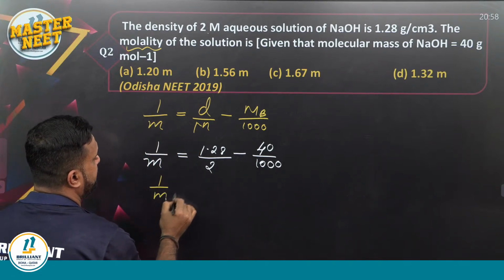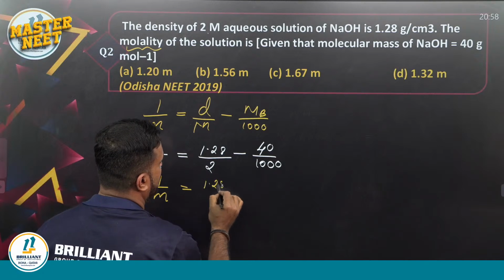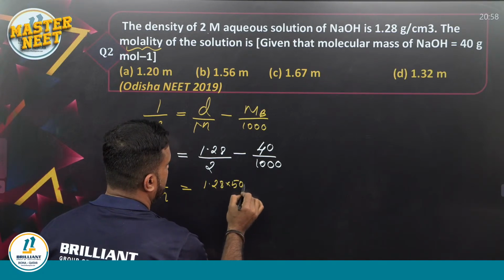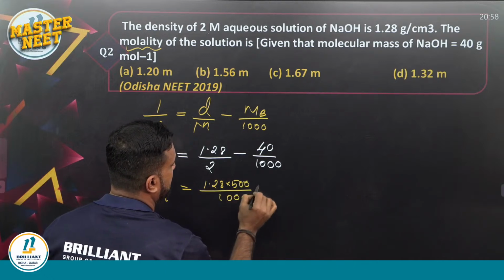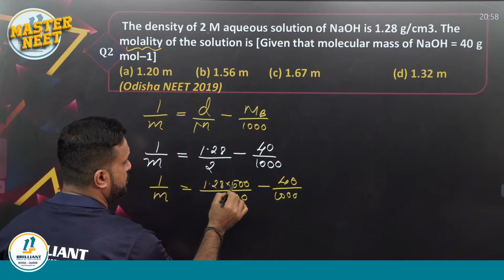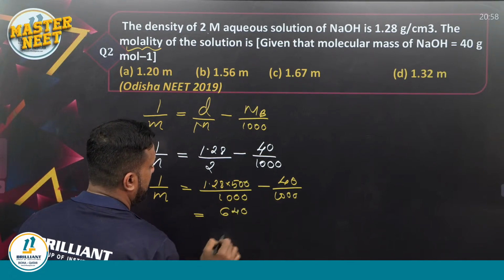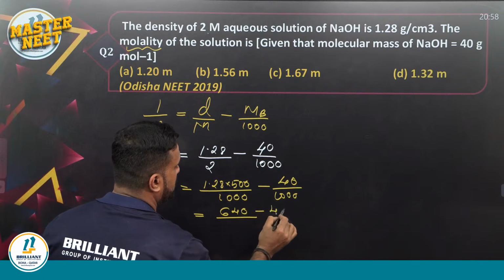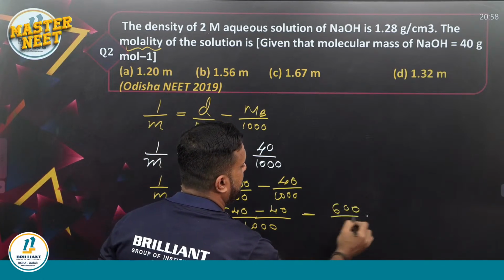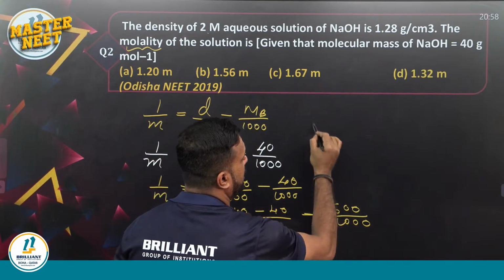So 1 by m, taking the numerator as the same, is 1.28 by 2 divided by 1000 minus 40 by 1000. Here 128 into 5 will be 640, right? 640 minus 40 divided by 1000 is equal to 600 divided by 1000. That means this is 1 by m. Then what is m?